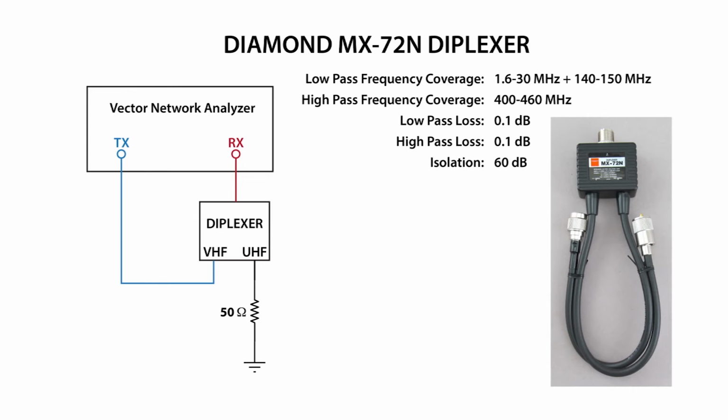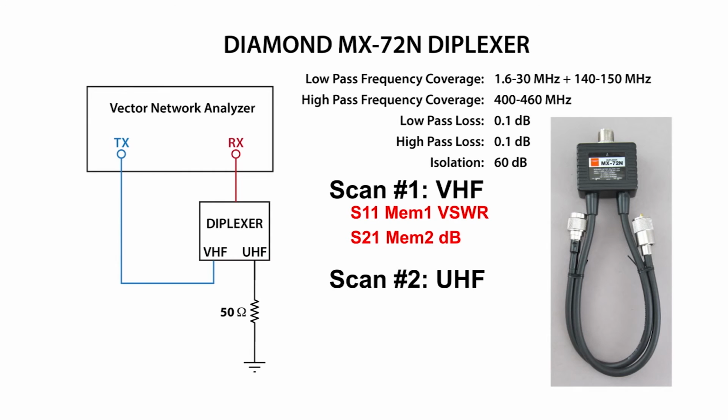We'll make 2 forward scans, once for the VHF connection and the second for the UHF connection. In order to present the two scans on the same chart, we can take advantage of memories in the Vector Network Analyzer software. So we'll store S11 and S21 for the VHF scan in memories 1 and 2 respectively, and display these as voltage standing wave ratio and the insertion loss in decibels.